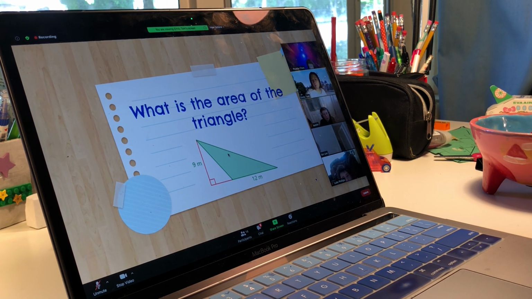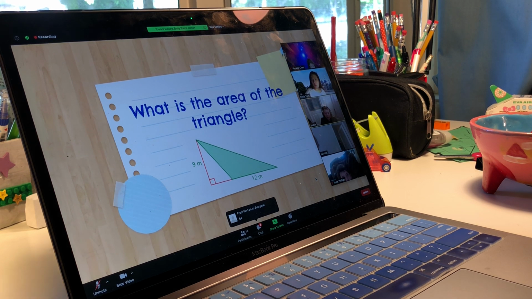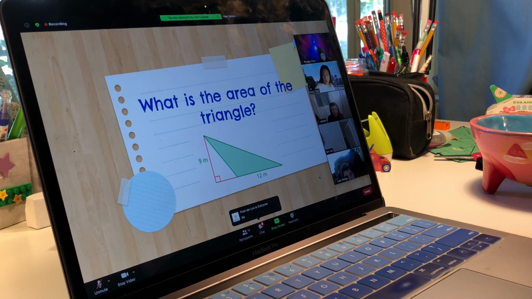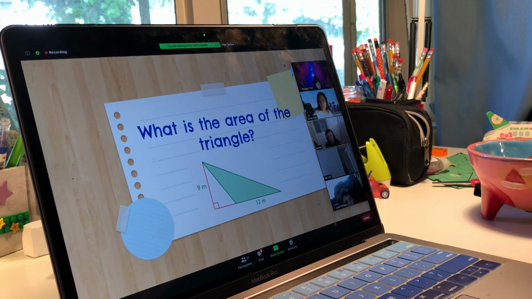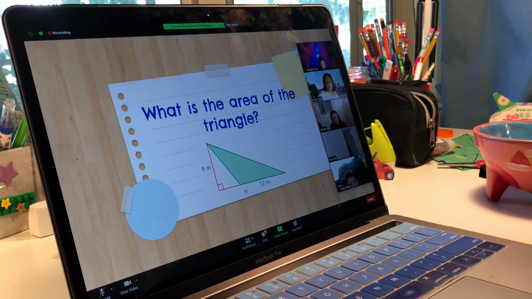Ian, what did you get? 54. Okay. Anyone else? I think it's roughly around 75. Estimating it. Okay. 50. Anyone else? 50? That showed on the screen. 54? Yeah, shoot. Well, I don't think it's 54. I think it's a little more than that. I got 54. Okay, so let's see. Yeah, I got 54 too.